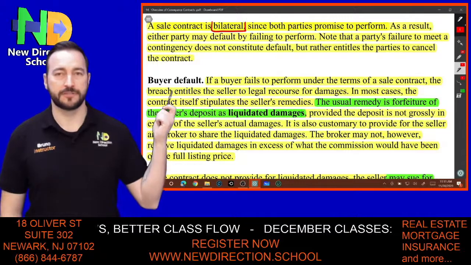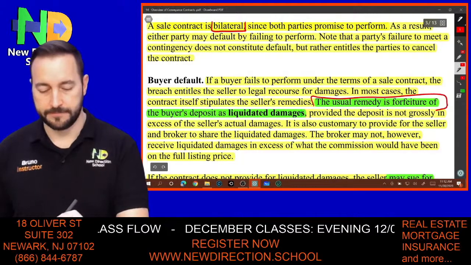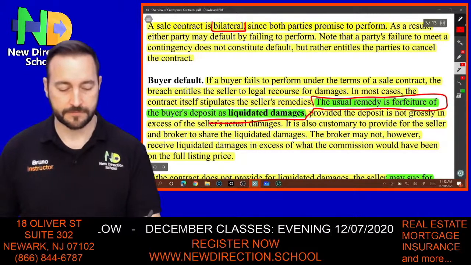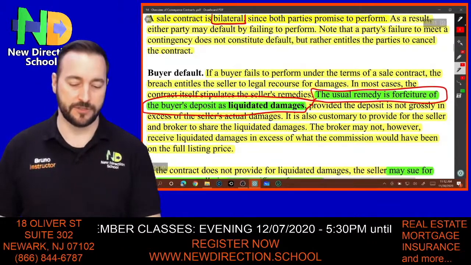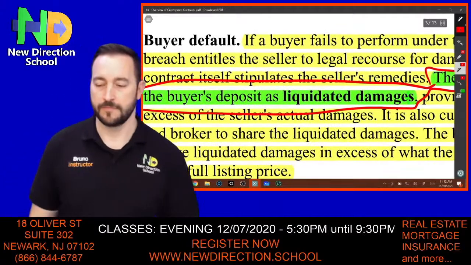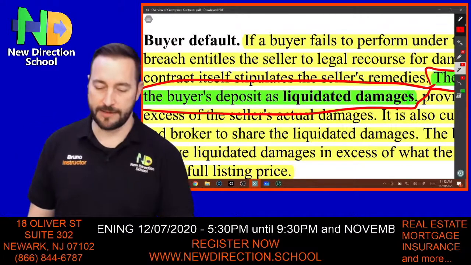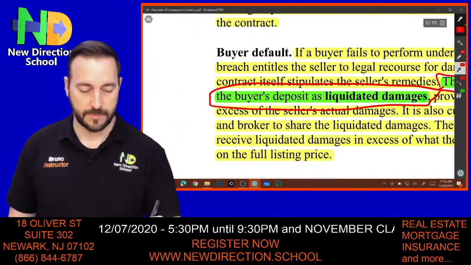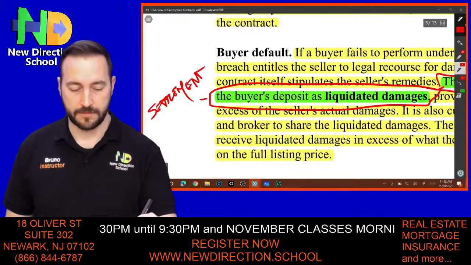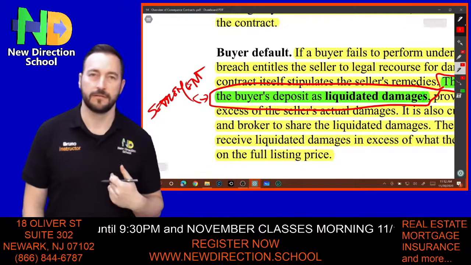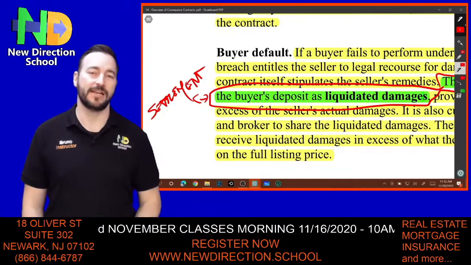If the buyer defaults, the usual remedy right here is for the seller to keep the buyer's deposit as liquidated damages. What is the word liquidated damages? It's a settlement. So every time you see liquidated damages, settlement. That means I'm keeping your money as a settlement. I'm not going to sue you for more. I'm keeping it as a settlement.